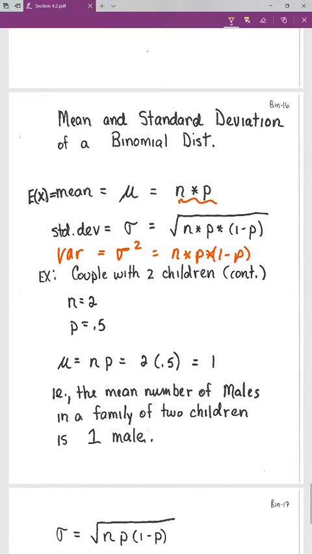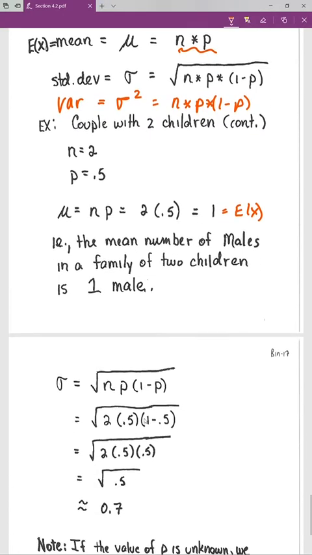Using this in an example, a couple has 2 children. Our n is 2. Our probability of success is 0.5. So that means our mean, n times p, is going to be 2 times 0.5, which equals 1. That means the mean number of males in a family of 2 children is 1.